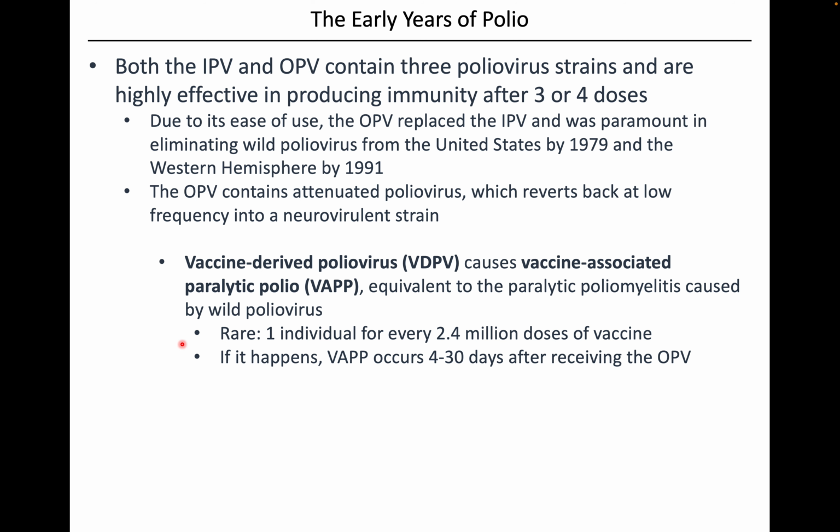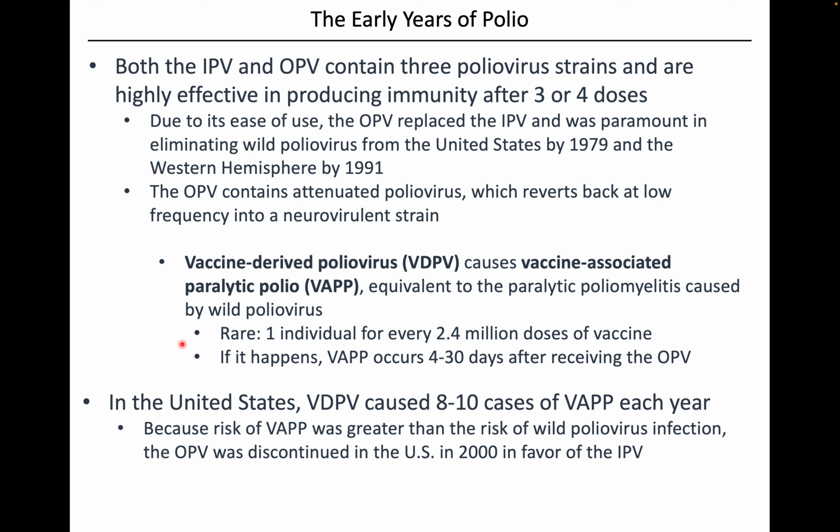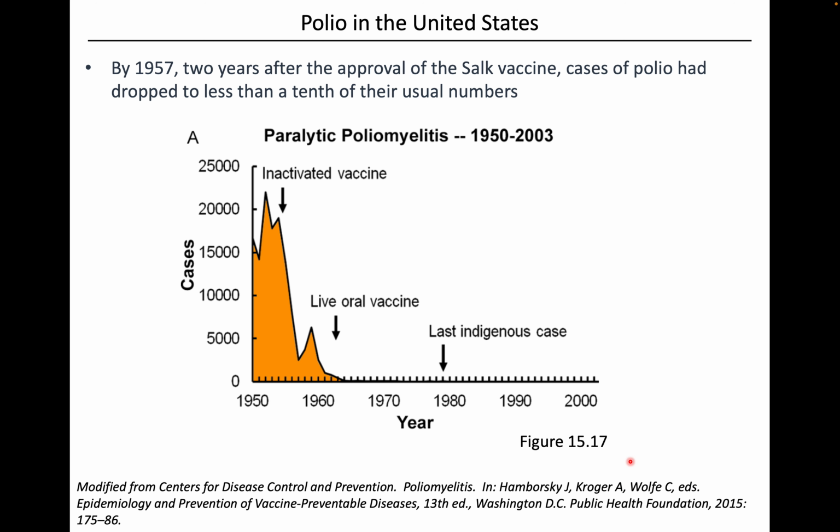But as we'll get into, we actually got to the point where there were so few cases of wild polio out there that you were actually more likely to get polio from the vaccine than you were from catching it in the wild. So they basically switched back at the turn of the century, 2000, 2001, to the inactivated poliovirus, which cannot revert, the original Salk vaccine.